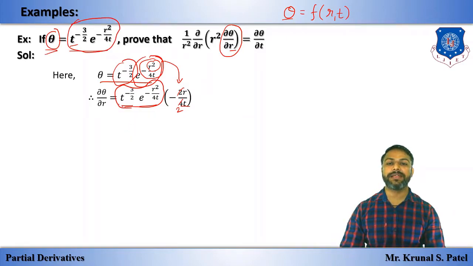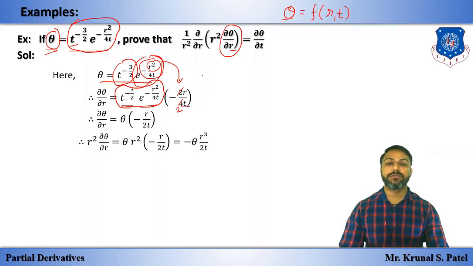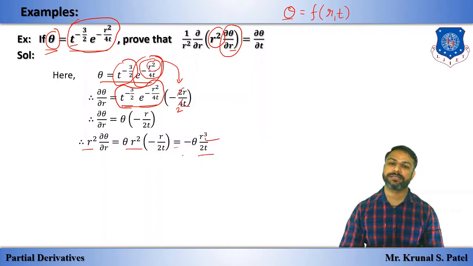Why am I writing theta instead of this? Because this large term, if we take it for the next derivative, will be cluttered and very complicated. That's why I'm writing theta in place of this, and this is minus r by 2t. Now just multiply r square to this answer, so we multiply r square on both sides. By simplifying this, r square times r becomes r cube minus, we will take theta outside, and 2t as it is. Now we differentiate this whole term with respect to r.